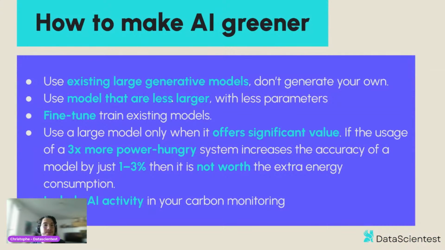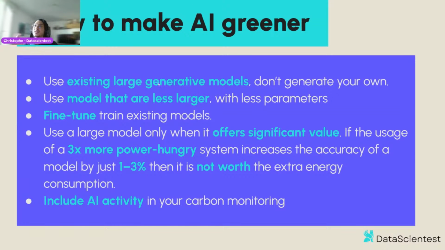So how can we use AI a bit better to be more green? Again, I don't want to tell anyone what to do, right? It's just to advise you of solutions that exist, and so you know that using LLMs is costly. Use existing large language models, and do not generate your own. If it already exists and it's already performant, why create your own, right? Use models that are smaller with fewer parameters. Fine-tune existing models.